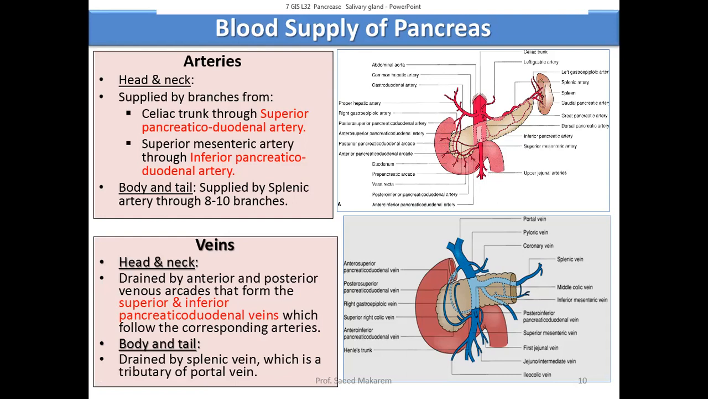the foregut, and below that is the midgut. So the artery of the foregut will be the celiac trunk, and the artery of the midgut will be the superior mesenteric artery. So because it is coming from the junction, it is supplied by both the arteries. So celiac trunk as well as superior mesenteric. So this pancreas is supplied by both the arteries.